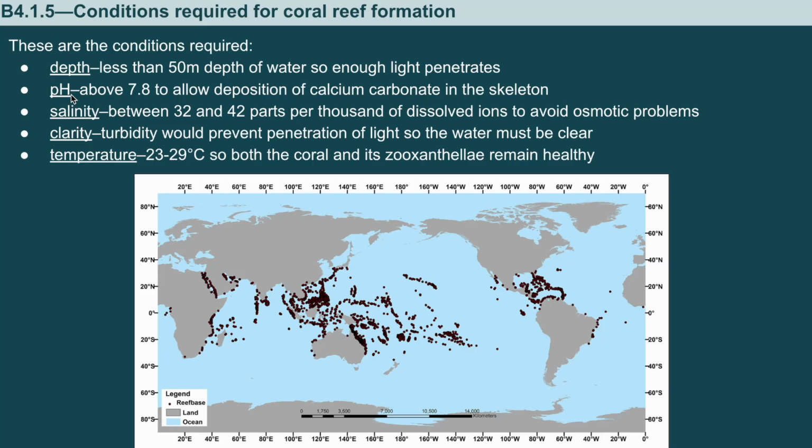Secondly, we need to have a pH above 7.8, below which we wouldn't have enough calcium carbonate able to be deposited into the skeleton due to the acidic conditions. Salinity, we need 32 to 42 parts per thousand of dissolved ions to avoid osmotic problems. Clarity, turbidity would prevent penetration of light, so the water must be clear. And lastly, temperature. Note where coral reefs are growing closer to the equator, we need water that's between 23 and 29 degrees Celsius, so both the coral and its zooxanthellae remain healthy.